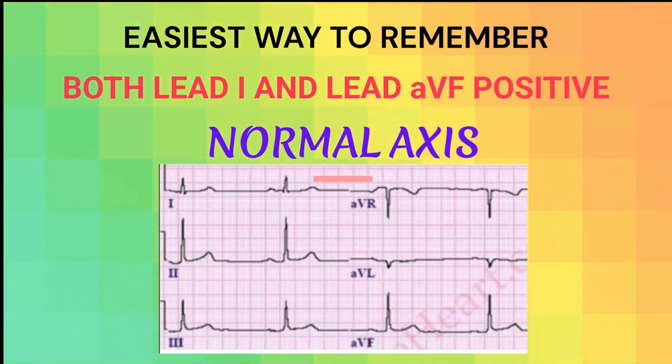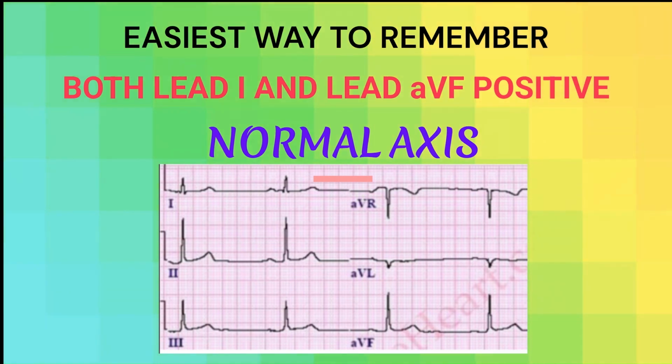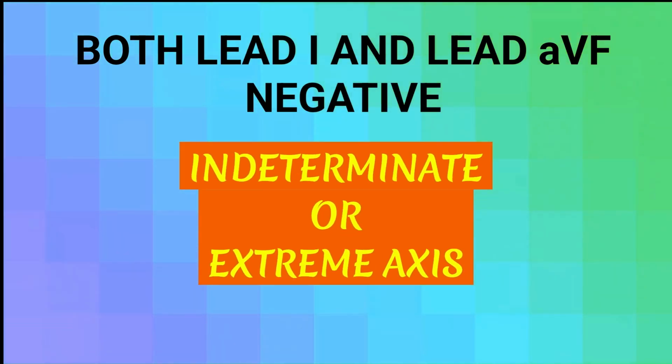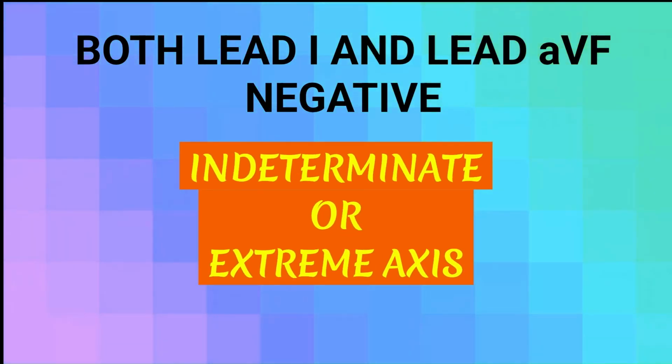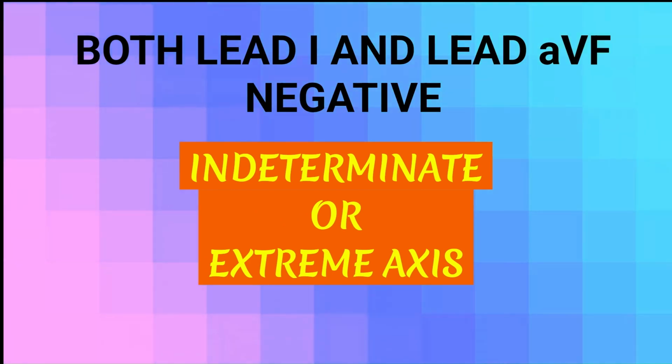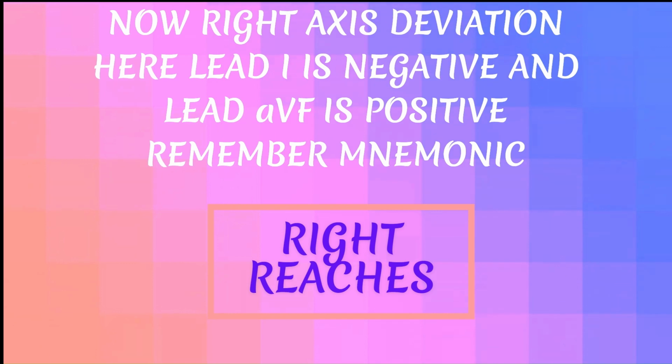Easiest way to remember it, check lead 1 and lead AVF. If both are positive, it's normal axis. If the QRS complex is negative in both lead 1 and lead AVF, it's indeterminate or extreme axis deviation. Now for right axis deviation, remember the mnemonic, right reaches.